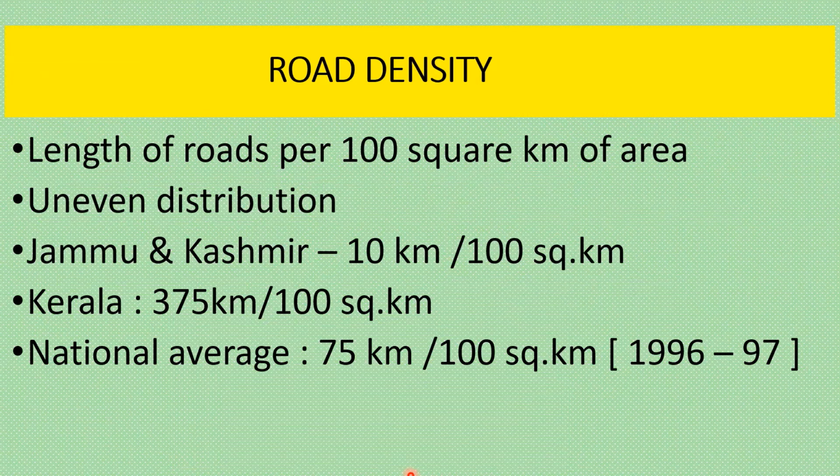So Kerala has the highest road density, that is 375 kilometer per 100 square kilometer. And Jammu and Kashmir has the lowest, 10 kilometer. And the national average is 75 kilometer per 100 square kilometer in 1996-97.